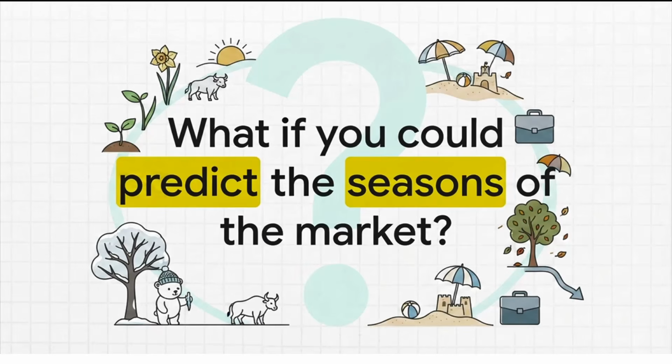So think about this. What if you could actually predict the seasons of the stock market? It's really tempting to look at market volatility and see it as just this random, totally unpredictable chaos. But it's actually not. It's a predictable cycle of seasons that a savvy trader can navigate if they know what to look for. Think about it. You wouldn't wear a winter parka to the beach in July, right? Well, you absolutely shouldn't be holding the wrong assets when the economic weather changes either.